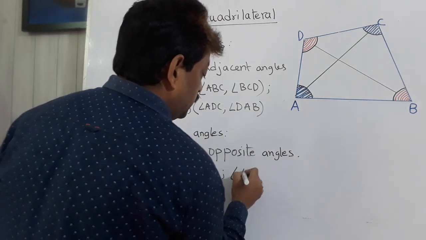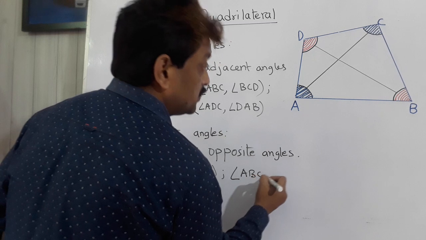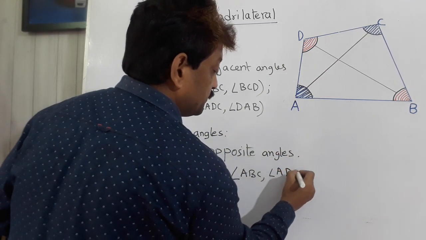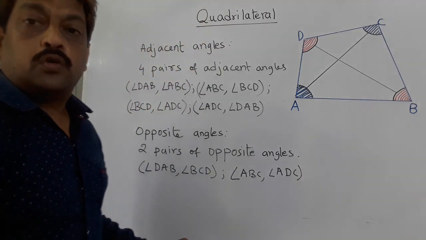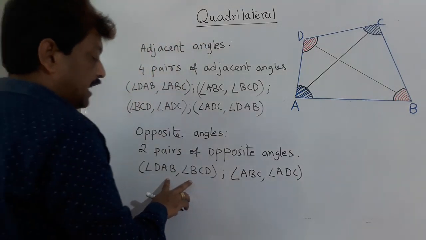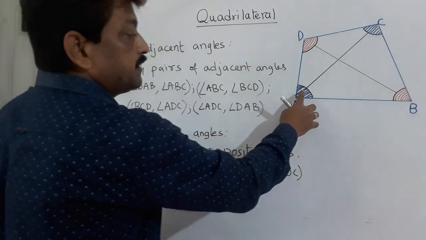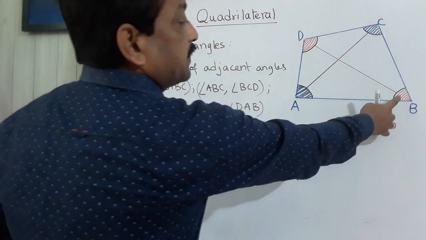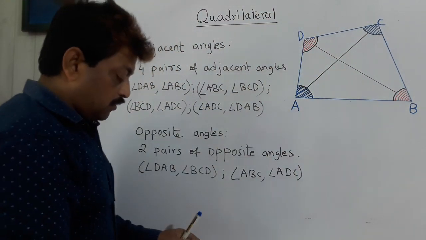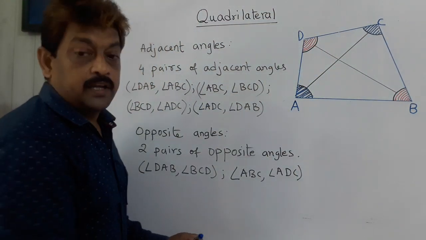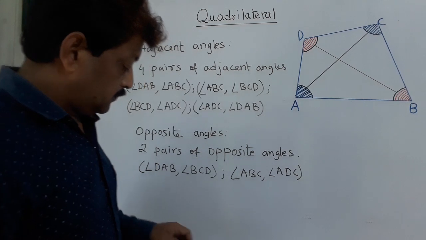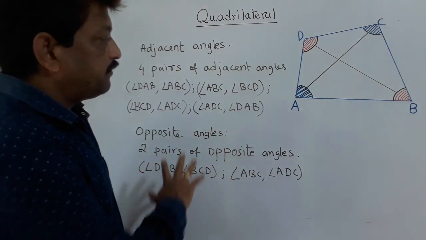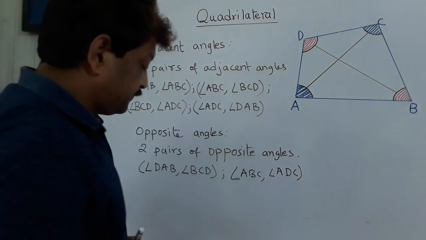Therefore, angle ABC and angle ADC. So, two pairs of opposite angles: angle DAB and angle BCD, that is angle A and angle C, and angle ABC and angle ADC, that is angle B and angle D. These are the pairs of opposite angles. So, hope you are getting it, all these points that I have written and explained.